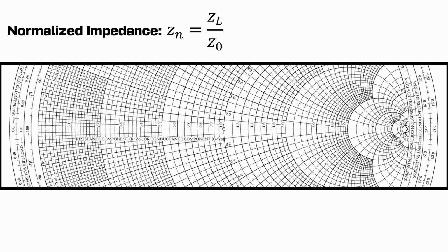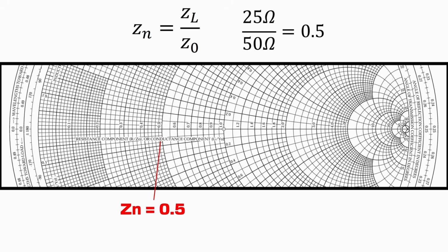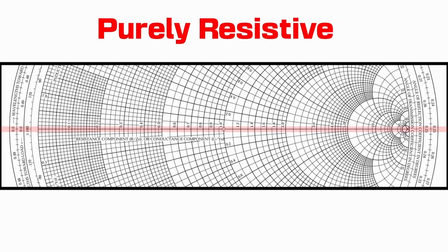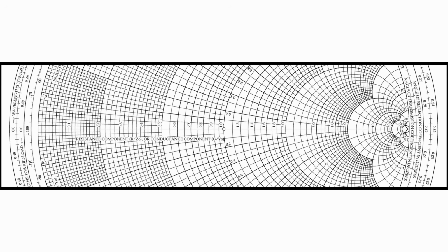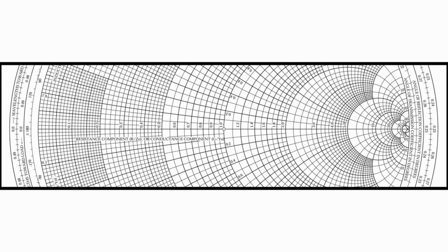But depending on what the real part of our load impedance is, we can either move to the left or the right on this horizontal resistive axis. If we had a load impedance of 25 ohms and a characteristic impedance of 50 ohms, this would place us at 0.5 on our chart. So that's chill and all if we only have resistive loads that don't introduce any reactance element. But what happens if we have a complex load? Now we have to pay attention to the rest of the chart.